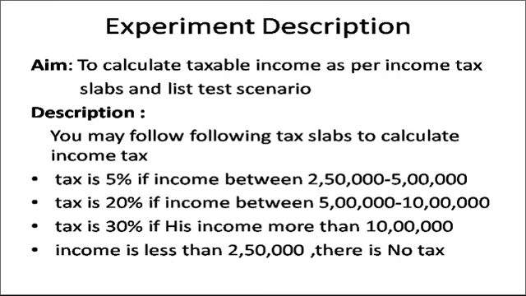So the first slab that I have decided is tax is 5% if income is between 2,50,000 to 5 lakh. Tax is 20% if income is between 5 lakh to 10 lakhs. Tax is 30% if income is more than 10 lakhs. And if income is less than 2,50,000, then there is no tax. So you have to write the program by considering the slabs that you have decided, or you may follow these slabs only.